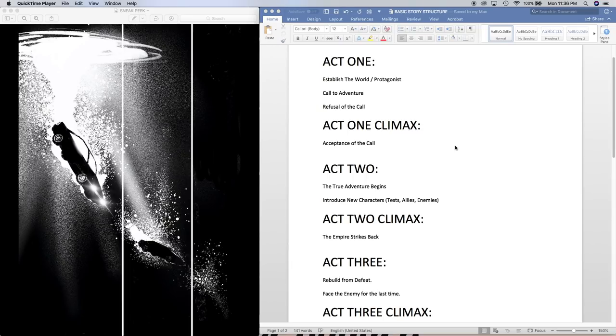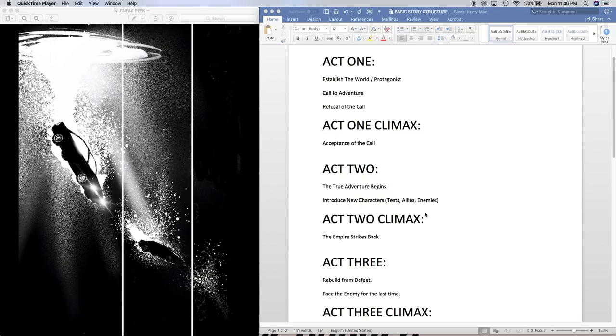It's the lowest point of the narrative. The Act 2 climax is the defeat. It's the grand defeat of the hero. So that's where you want to put all of that emotion and feeling and energy into your story, at the end of Act 2.